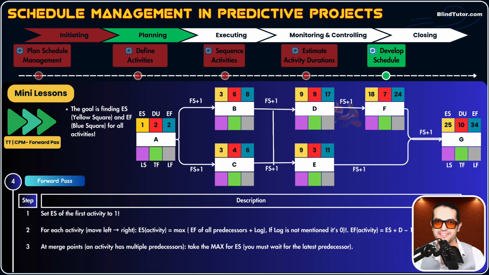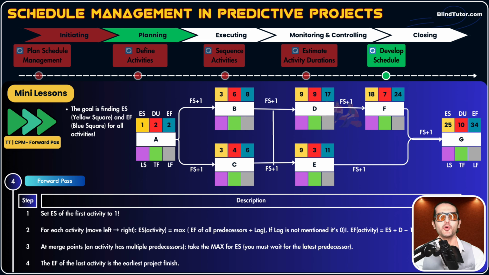And now, guys, isn't that interesting? What was the duration of our critical path? 34. What's the EF of the last activity here? 34. These two numbers should always match. If, when calculating EF, your last activity's EF is a number other than the critical path's duration, your math was wrong, guys. Just consider this when doing forward pass.